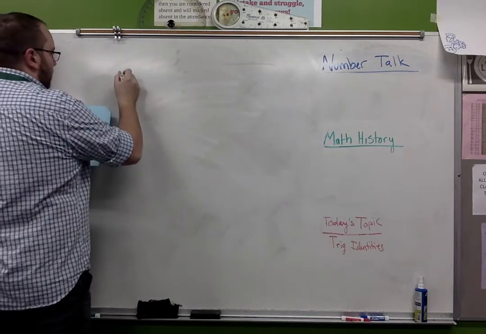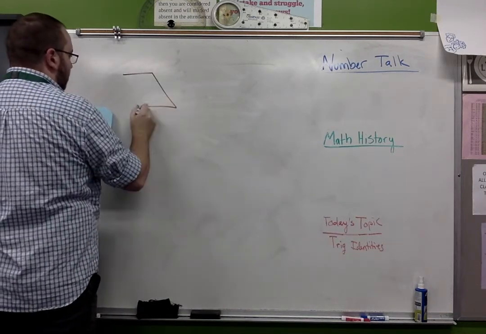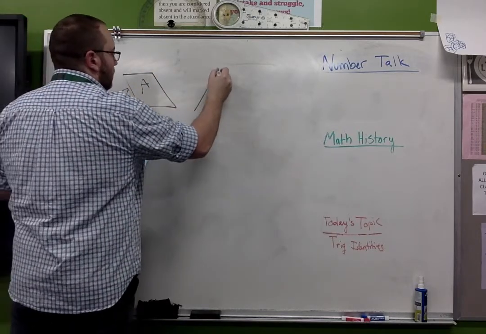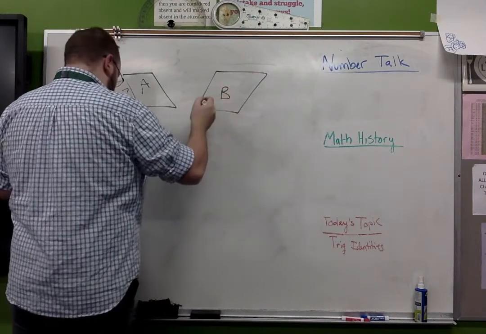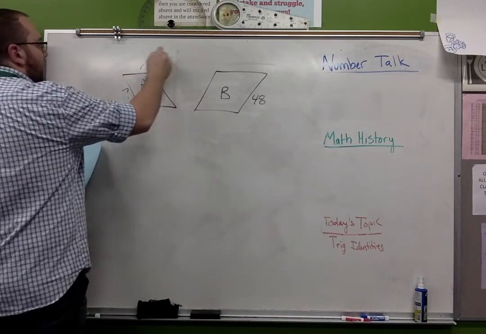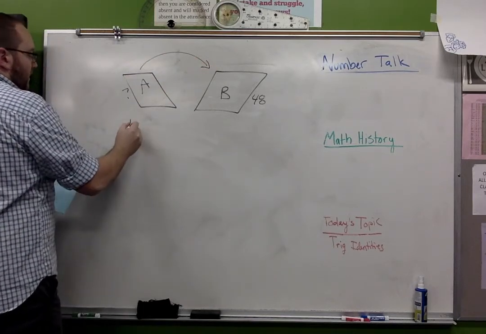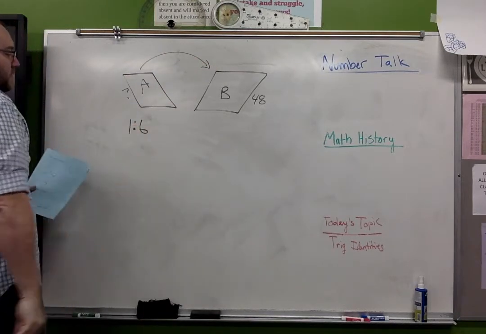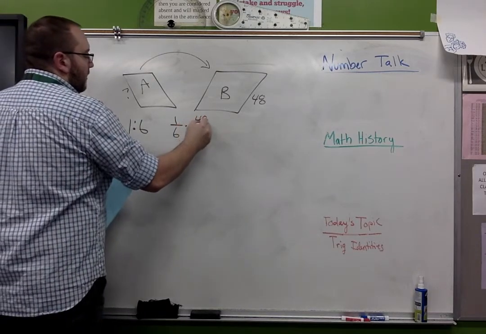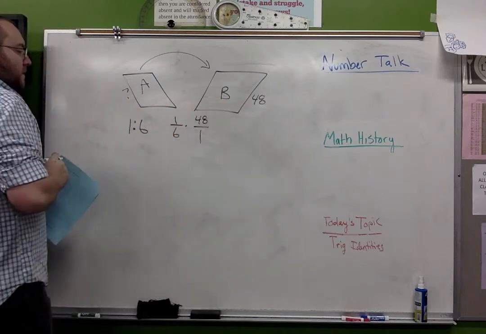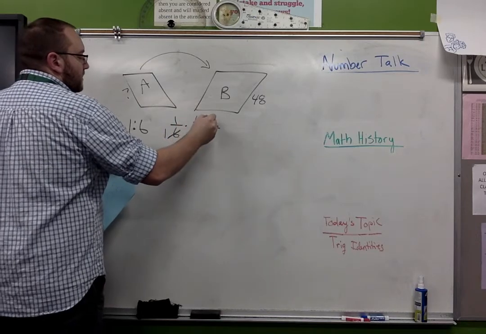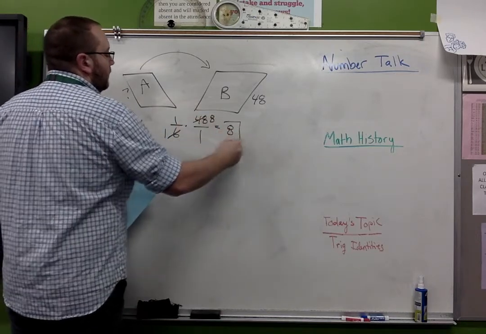The next one. Got this. This is A, question mark. This is B. This is 48. So it says the scale factor from A to B is 1 to 6, or the common ratio. So I'm going to take 1 over 6, multiply by the side I know, 48, the corresponding side. Divide by 6, divide by 6. 8 times 1 is 8. And there's your answer.